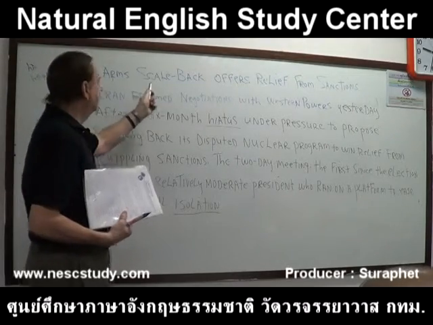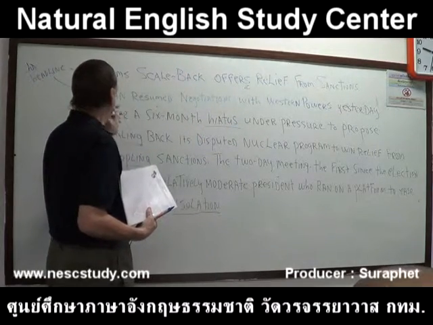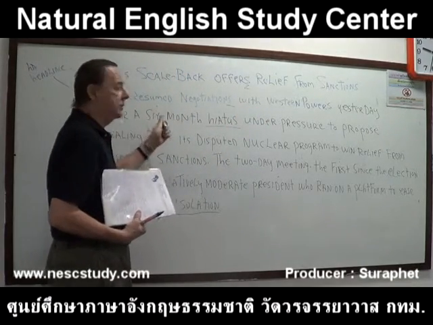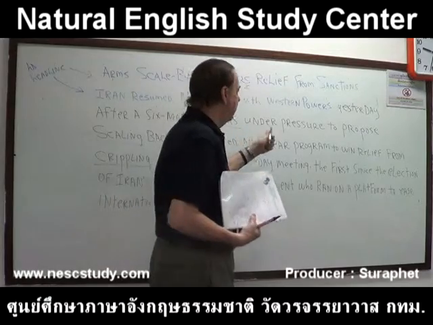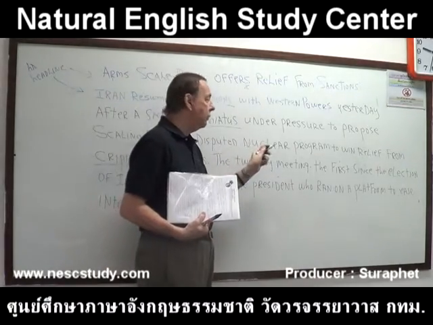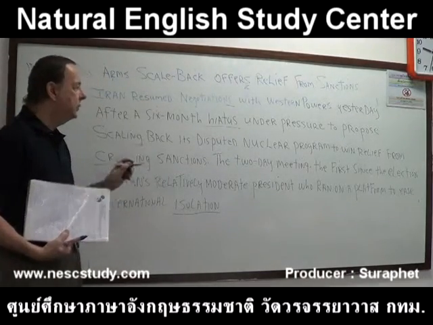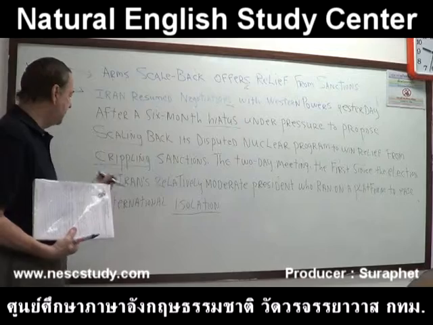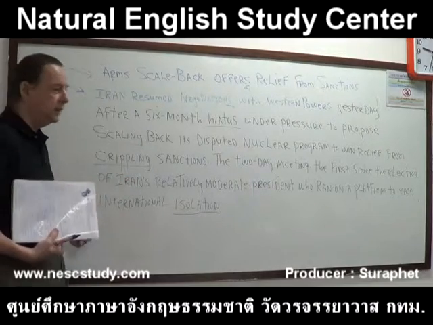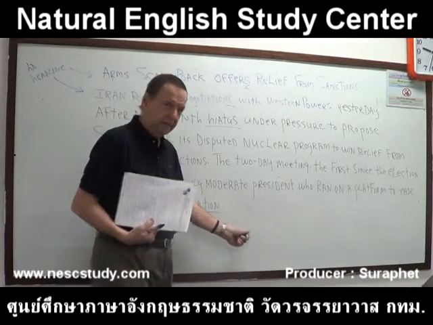isolation. Iran scale back offers relief from sanctions. Iran resumed negotiations with Western powers yesterday after a six-month hiatus, under pressure to propose scaling back its disputed nuclear program to win relief from crippling sanctions. The two-day meeting, the first since the election of Iran's relatively moderate president, who ran on a platform to ease international isolation. Okay, go ahead.